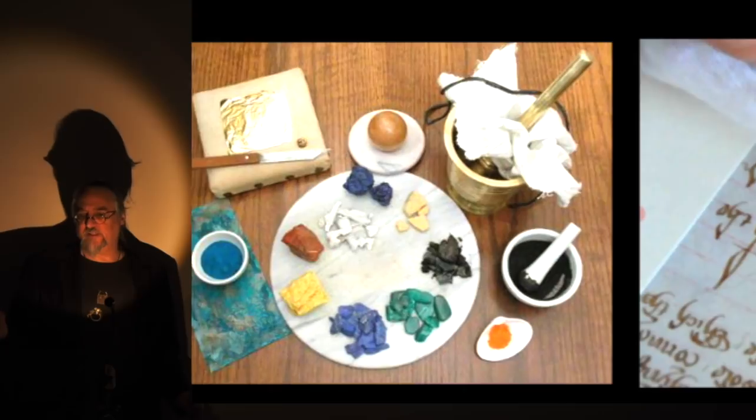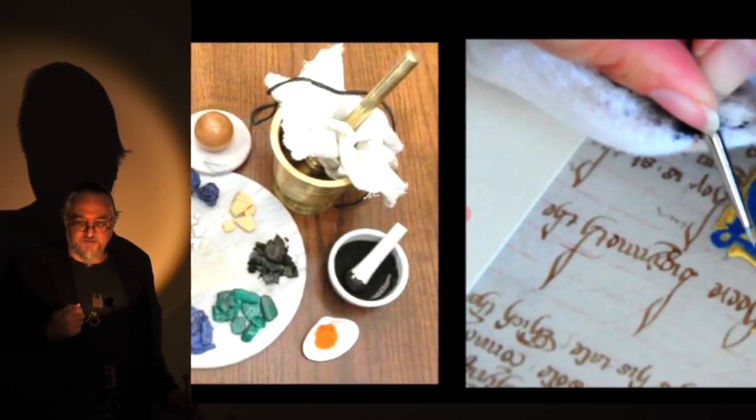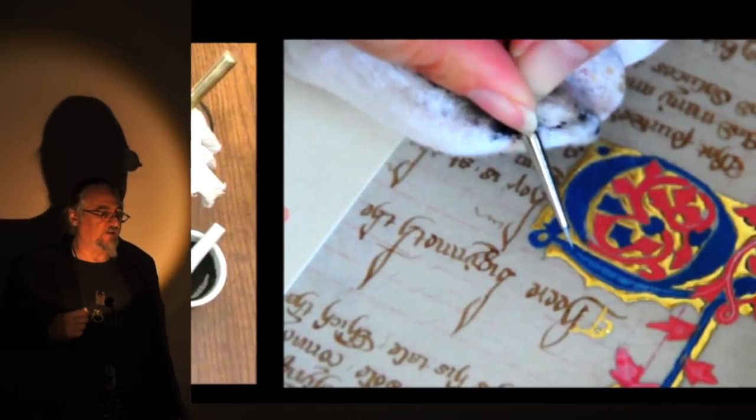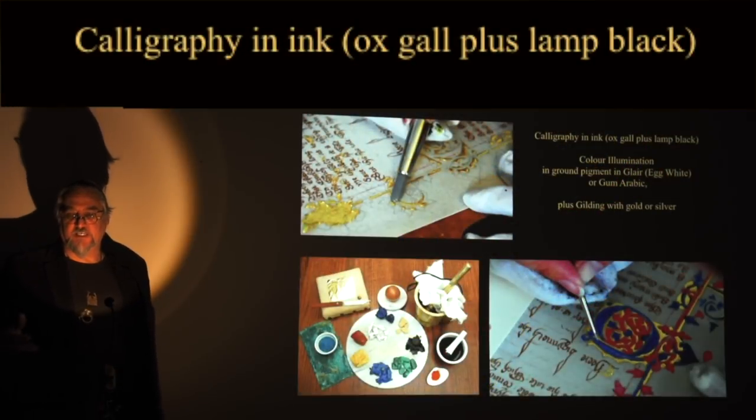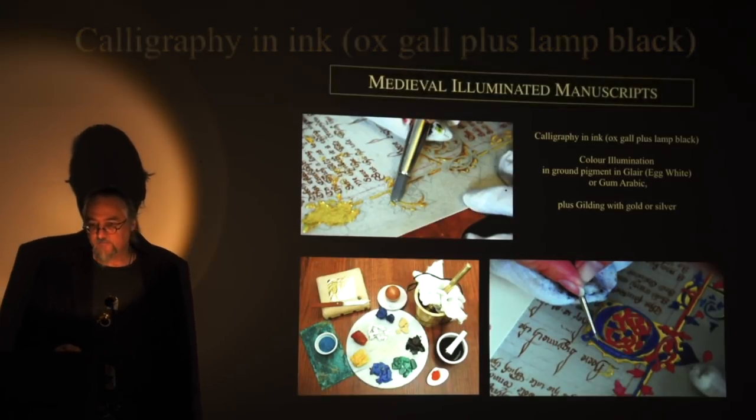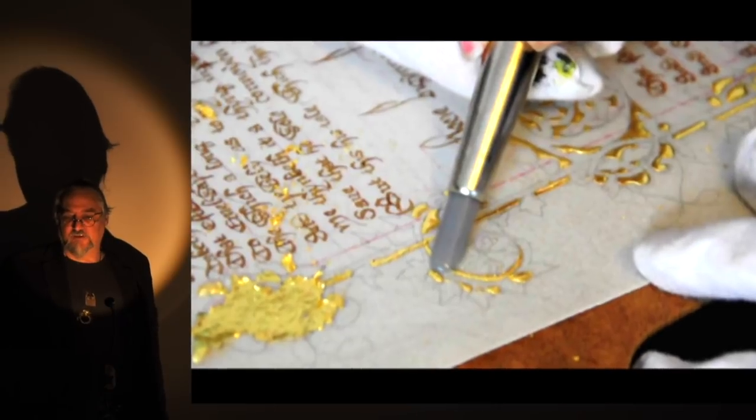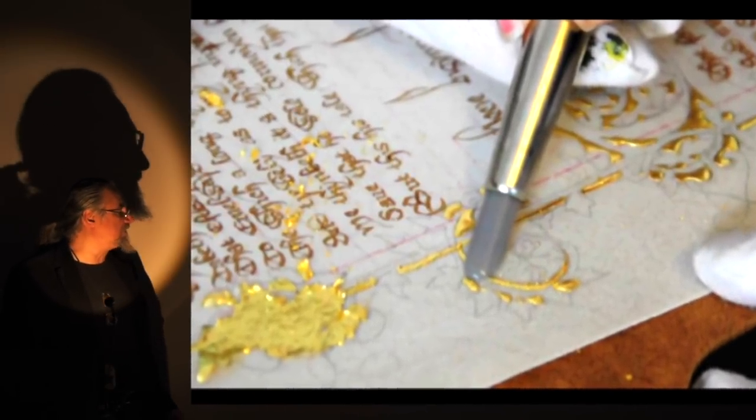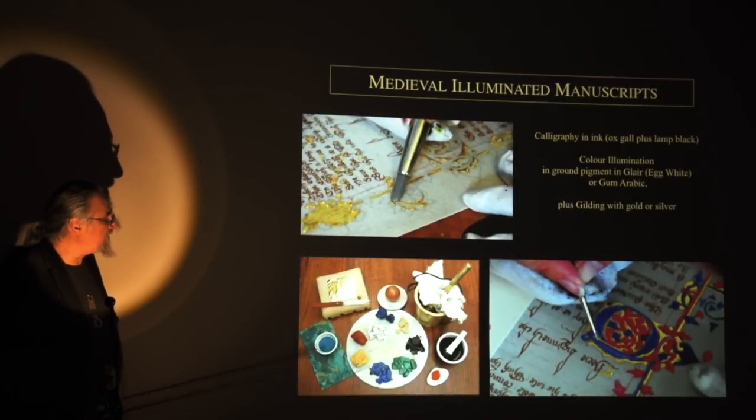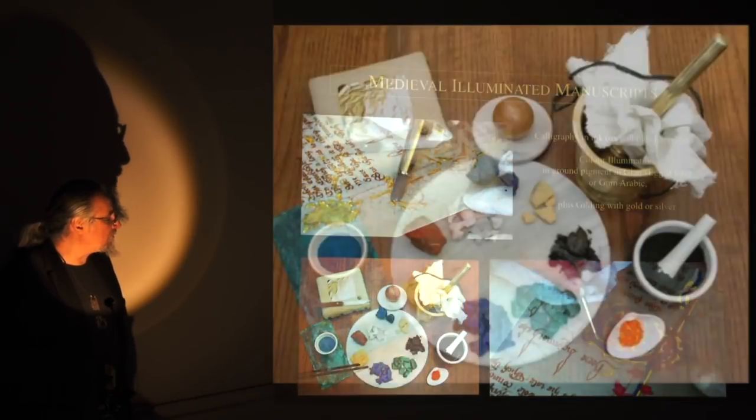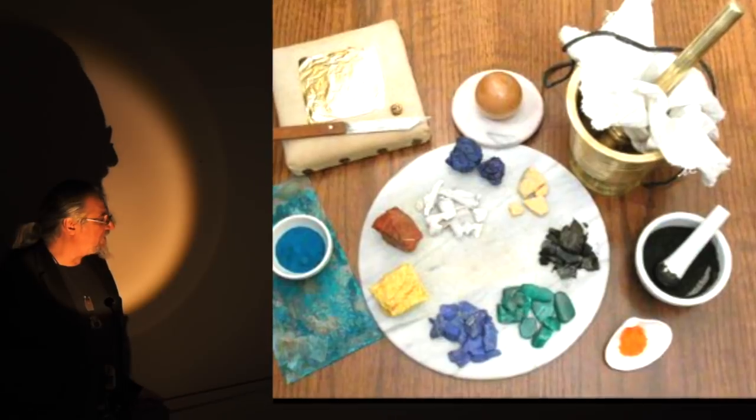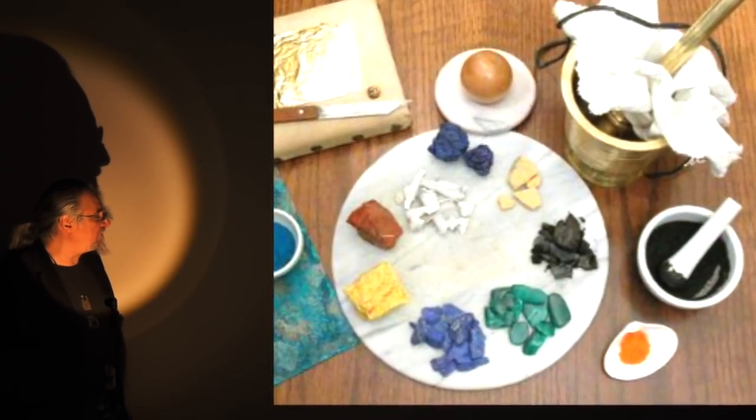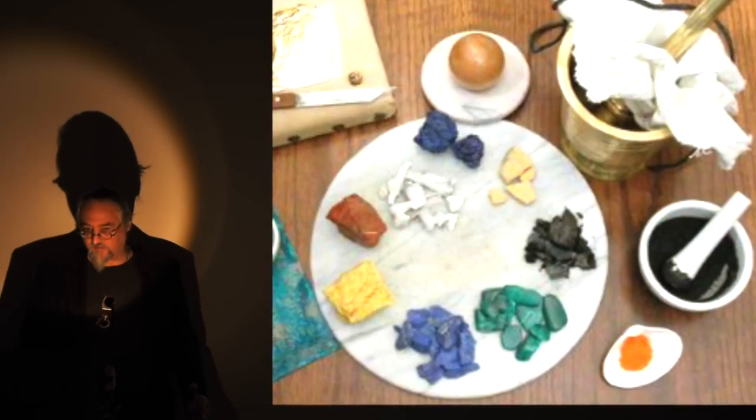So either with the glaire, the egg white, or the gum arabic, you mix in your pigments, and then you're able to create these beautiful illuminations. Of course, calligraphy played a large role in illuminated manuscripts, calligraphy in ink, and ink uses oxgall plus lamp black to create the inky tones. And the famous gilding with gold and silver as the final additions to make a beautiful illuminated manuscript. So those are the various implements that you will use, grinding all your different precious stones like lapis lazuli or cinnabar, orpiment or whatever, to create your blues, your reds, and your yellows, and these can be then mixed to create other tones.